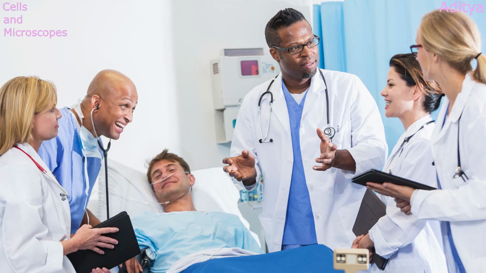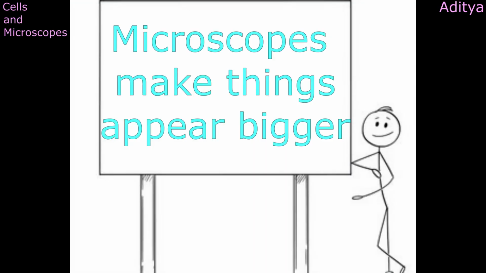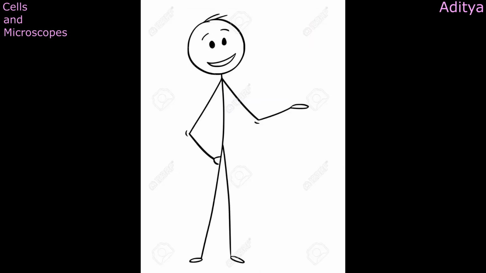To find out what is wrong with the organ, the doctors do a series of tests. Some of these tests involve taking small pieces of tissue, which is called a biopsy, from an organ and they look at it under a light microscope. Microscopes make things appear bigger, as their job, if you haven't already guessed it, is to enlarge or magnify things. Now, let me explain the steps on how to use a light microscope.